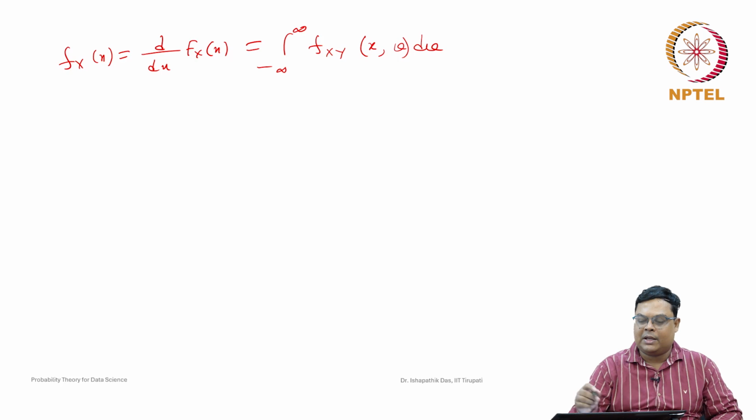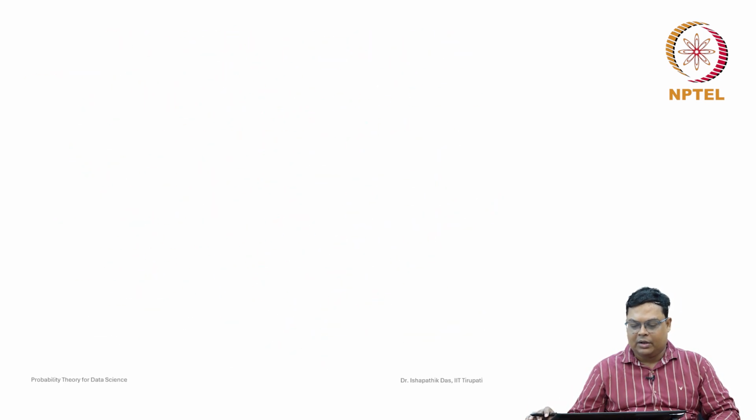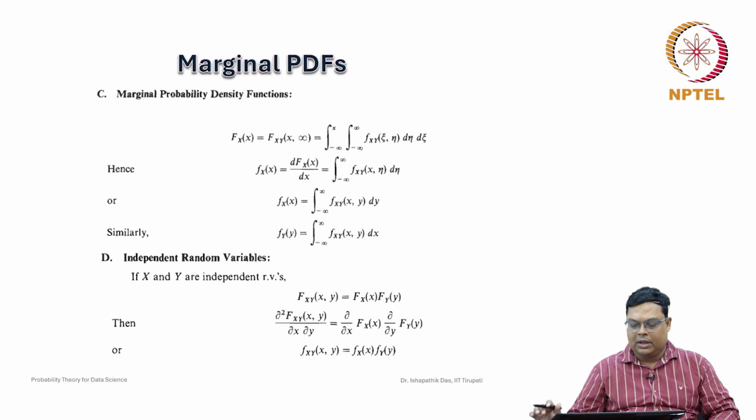Basically, what we finally found is explained here similarly. Here f_X(x) is what we found: whenever you take the derivative, it becomes the integral of f_{X,Y}(x, eta) d eta.